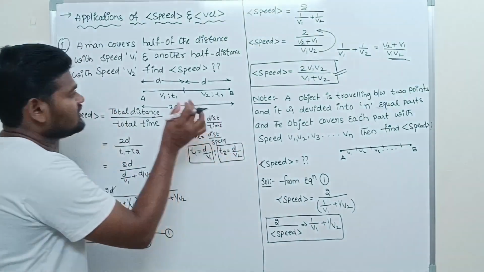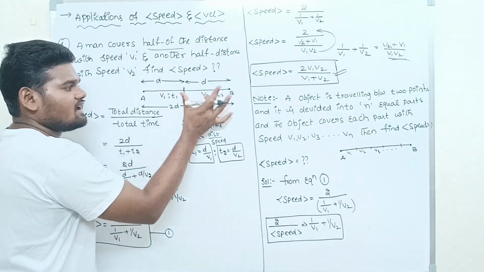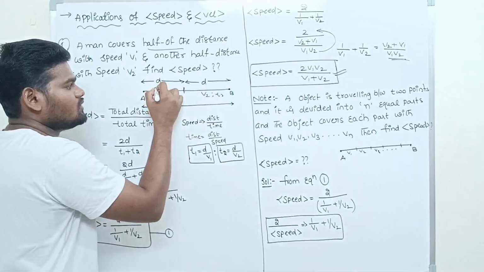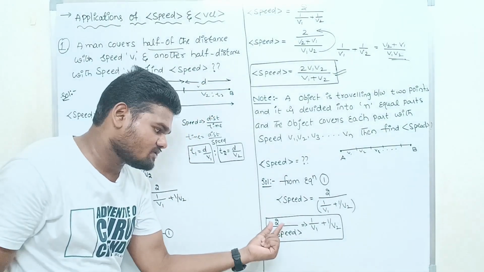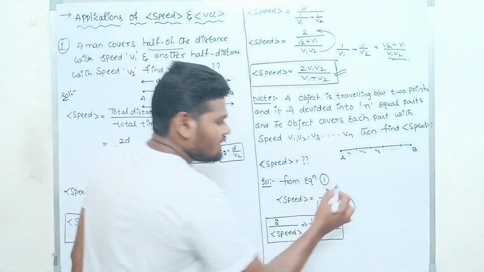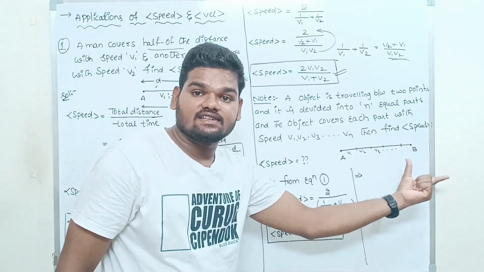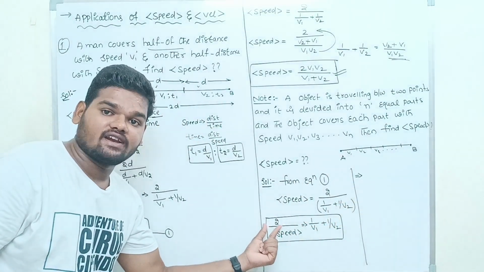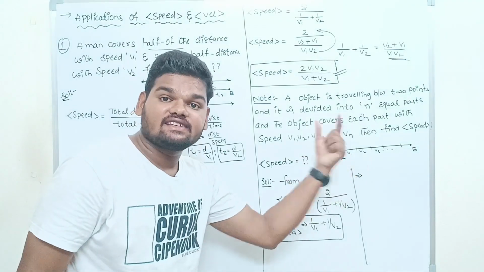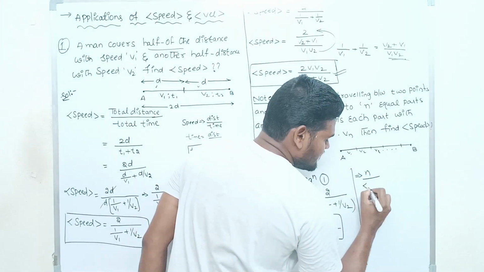That means whenever the object covers one half distance with a speed v1 and another half distance with a speed v2, how many half distances are there? We have two distances. Then we got this equation: 2 by average speed is equal to 1 by v1 plus 1 by v2. If you come to here, how many distances are there? N distances are there. If there are two distances, we write 2 by average speed is equal to 1 by v1 plus 1 by v2. If n distances are there, we can write n by average speed in place of 2.